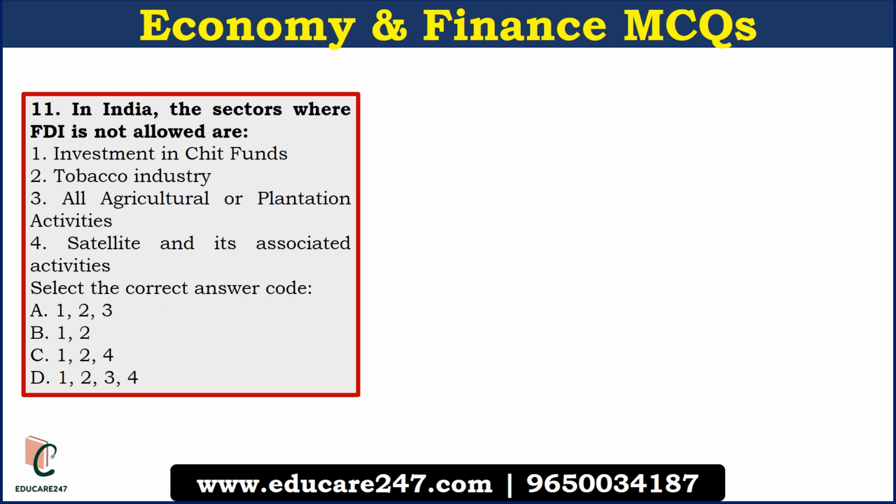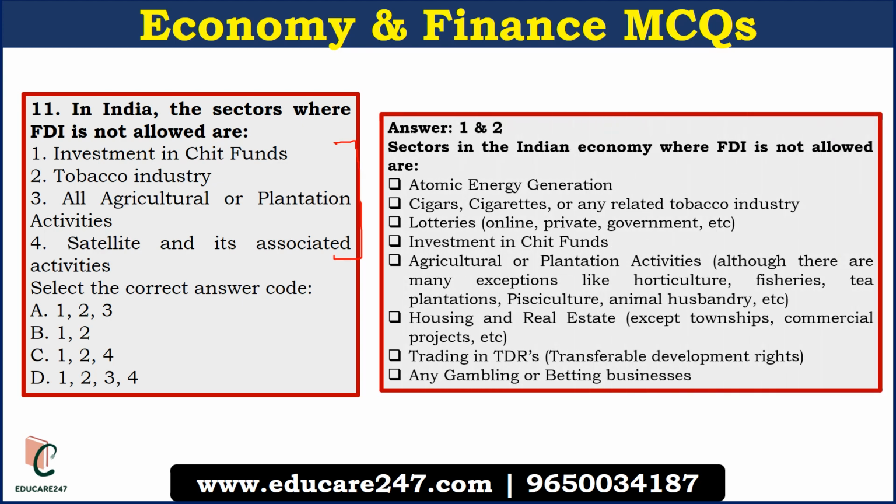The next question is, in India, the sectors where FDI is not allowed are, 4 options are given. You have to choose in which sector the FDI is not allowed. The answer is 1 and 2. In investment in chit funds and in the tobacco industry, FDI is not allowed in India. These are the sectors where FDI is not allowed: atomic energy generation, tobacco industry, lotteries, investment in chit funds, agricultural or plantation activities, but in something like horticulture, fisheries, tea plantation, FDI is allowed. So that is an important thing.